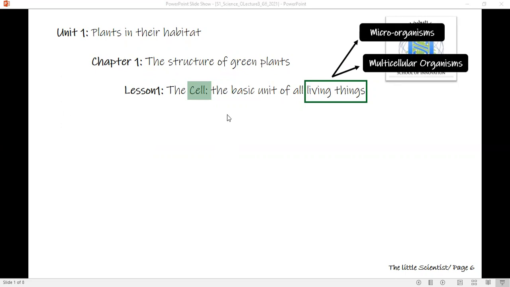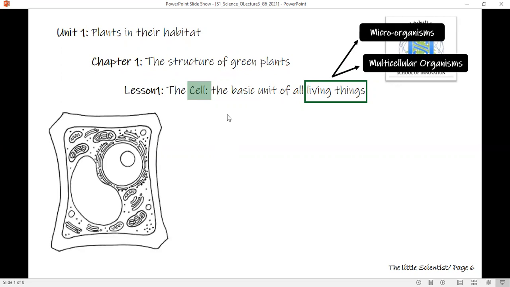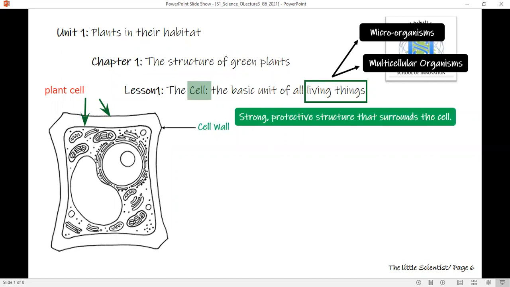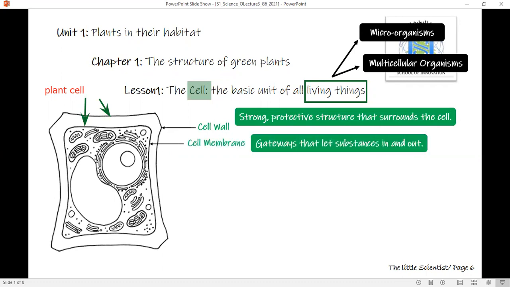There are two different types of cells. Let's take the first one. As you can see, there is a cell wall and there is a cell membrane. So in here, we're talking about a plant cell. Let's see the different parts of this cell. First, we have the cell wall that gives the cell its shape and protects it. Second, we have the cell membrane that acts like a door to let things in and out the cell.